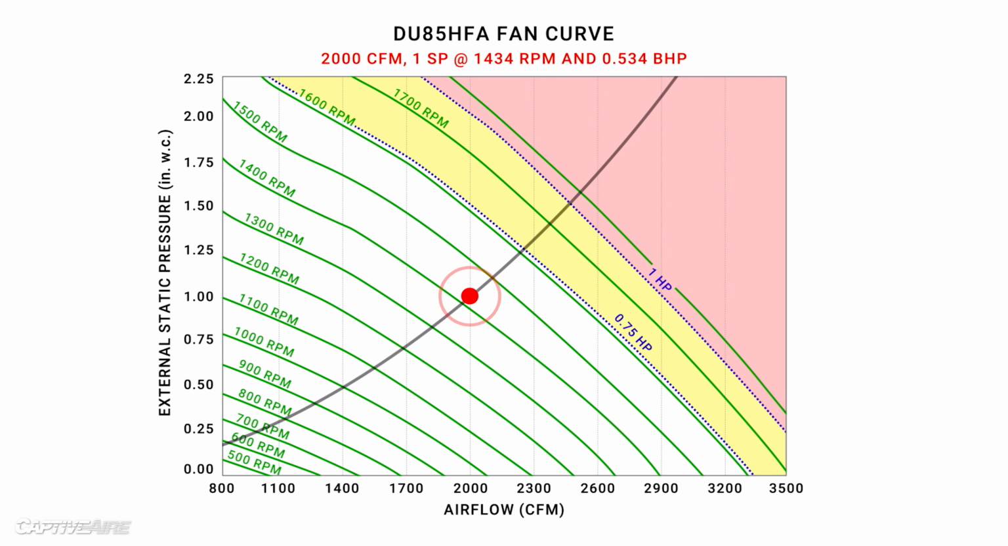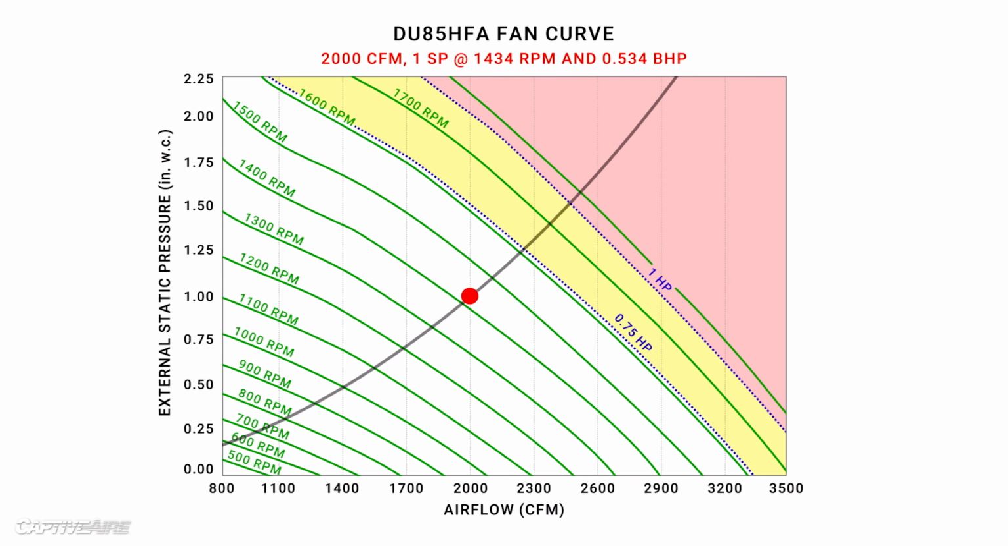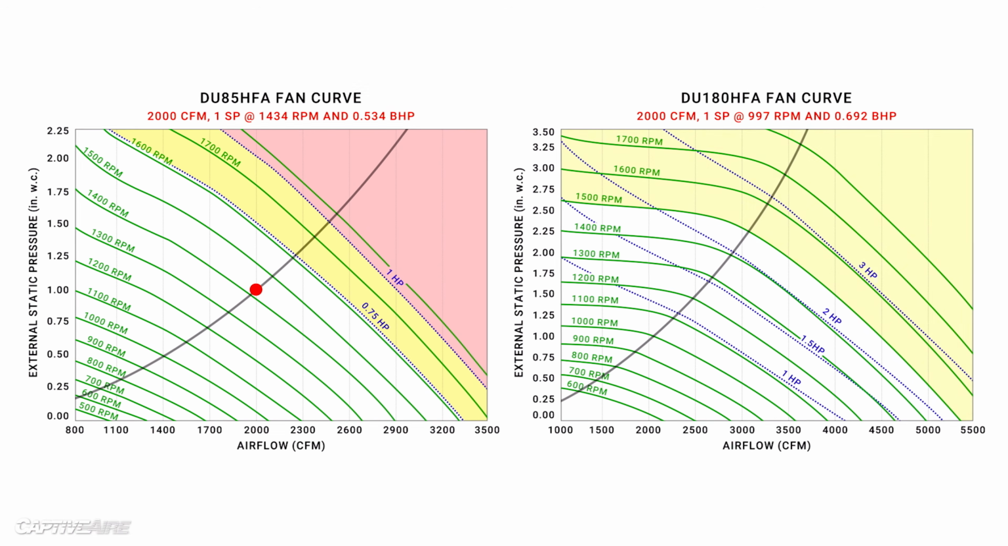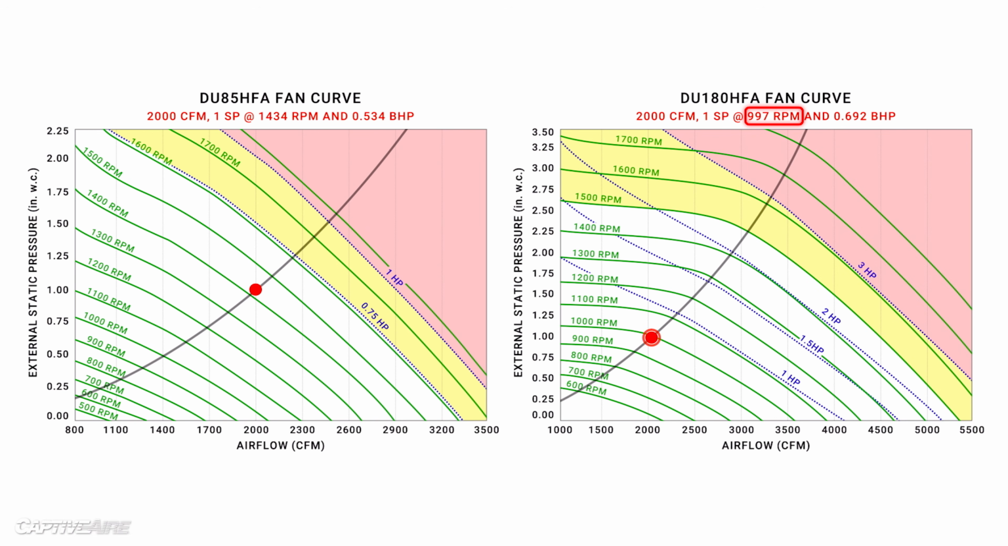The first being a DU85. So that DU85 is a 15-inch diameter centrifugal wheel, and we're running at 1,434 RPM. I would say we're in the middle of the curve, but we're on like the upper middle of the curve. It's still a pretty good selection, but if we compare that to a DU180, we're looking at only 997 RPM, and we're now down on like the lower 1/3 of the curve.